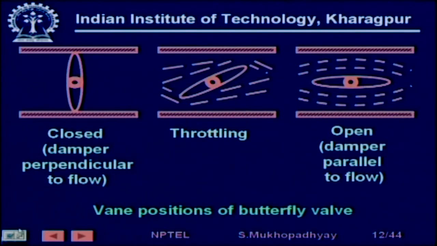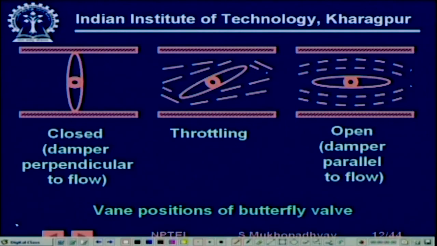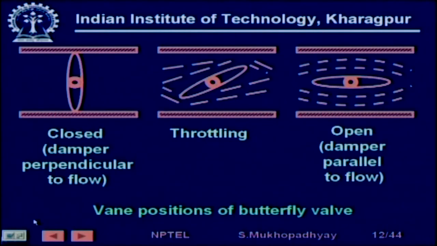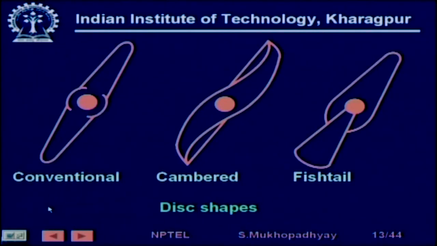This is a picture which shows that. Looking from the side, when the disc is in this position, the damper is perpendicular to flow and the valve is closed. When it is moving, it's throttling or controlling the flow, and when the damper is parallel to flow, it's completely open. So there are various kinds of discs which are used, as I said, to take care of various factors like torque and noise.